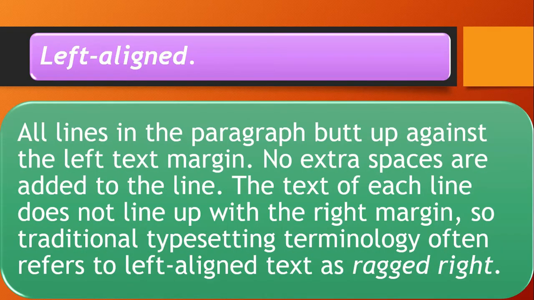Left aligned. All lines in the paragraph butt up against the left text margin. No extra space is added to the lines. The text of each line does not line up with the right margin, so traditional typesetting terminology often refers to left aligned text as ragged right.